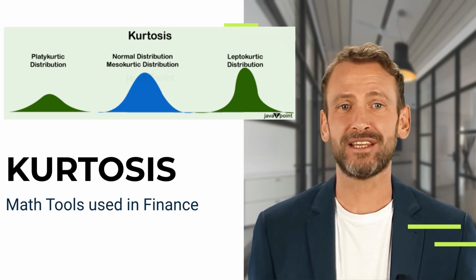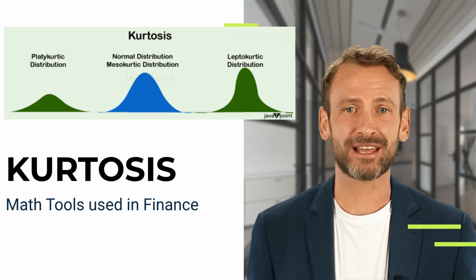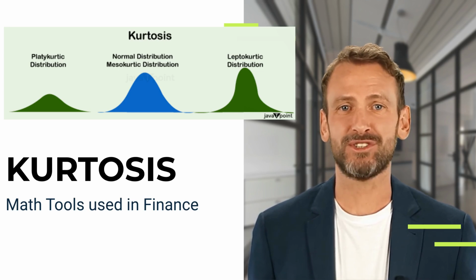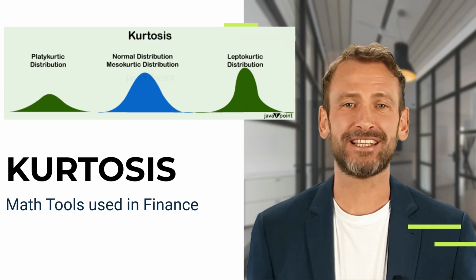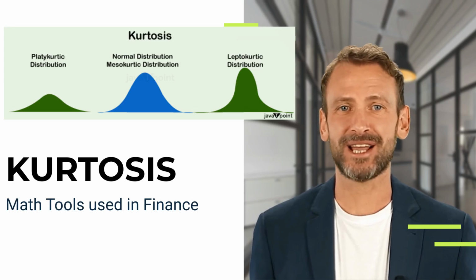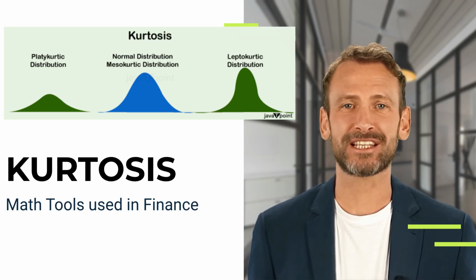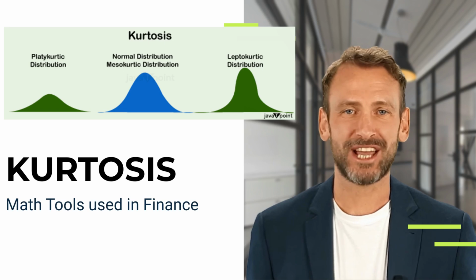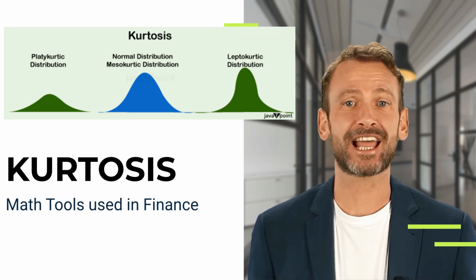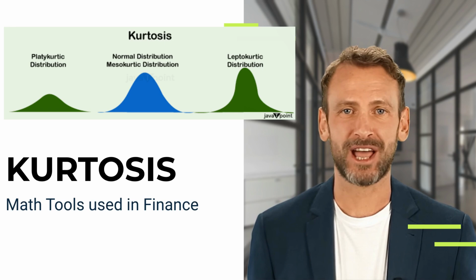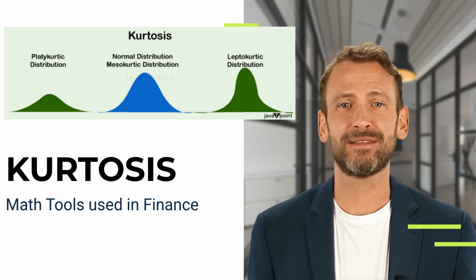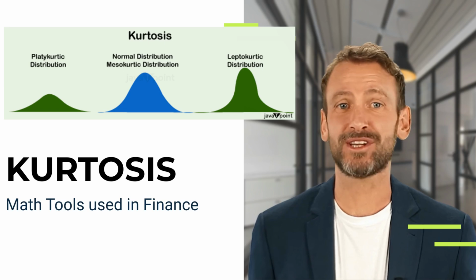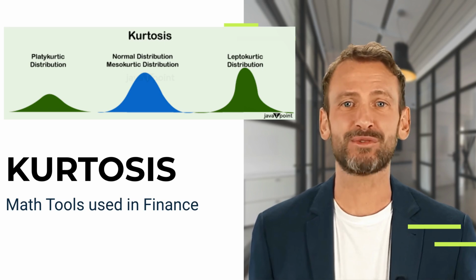Mesokurtic distributions have a kurtosis equal to 3, and thus a shape similar to a normal distribution, with moderately sized tails and peaks. An example of a mesokurtic distribution is the standard normal distribution. Platykurtic distributions, which have a kurtosis less than 3, have lighter tails and a lower, wider peak than a normal distribution. This indicates that the values are more spread out and there are fewer extreme values.